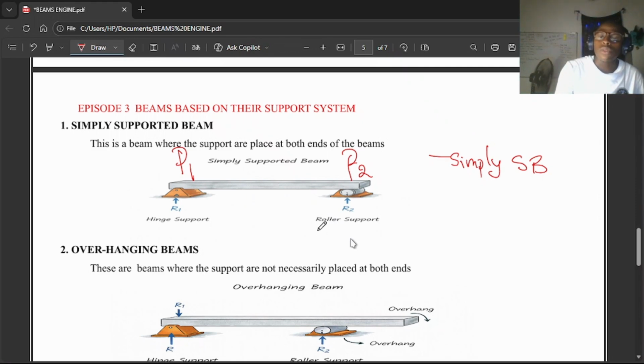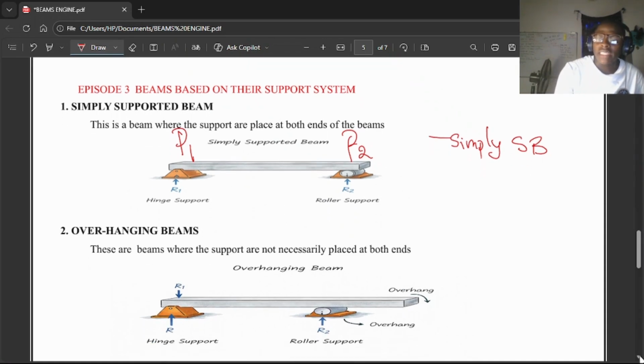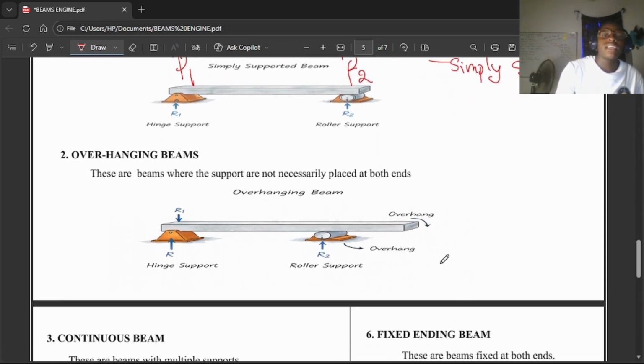You can see your support at one end and you can see the support placed at this point, not necessarily at both ends. But if you see your support here and you see your support at this end, you are considering a simply supported beam, not an overhanging beam anymore. Am I communicating? So this is a good example of an overhanging beam, because you are seeing your support here, you are seeing another support placed at this point, but not at the end of the beam. Am I communicating? So this is an overhanging beam.